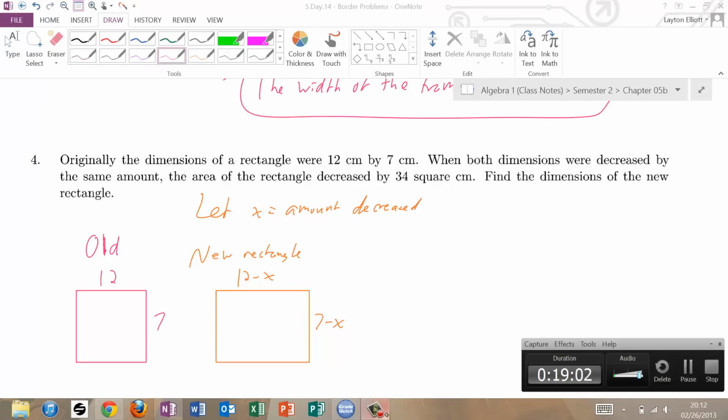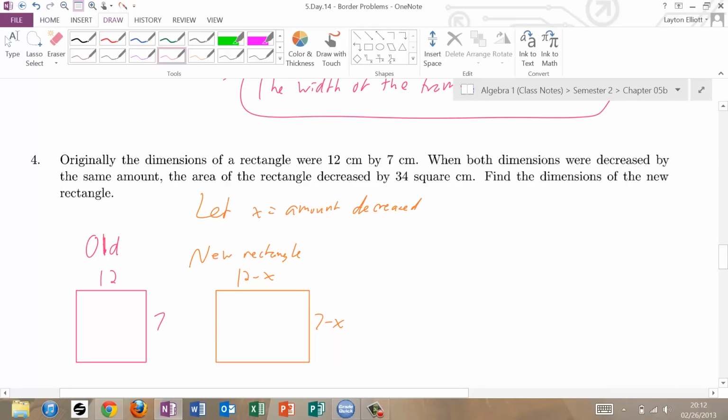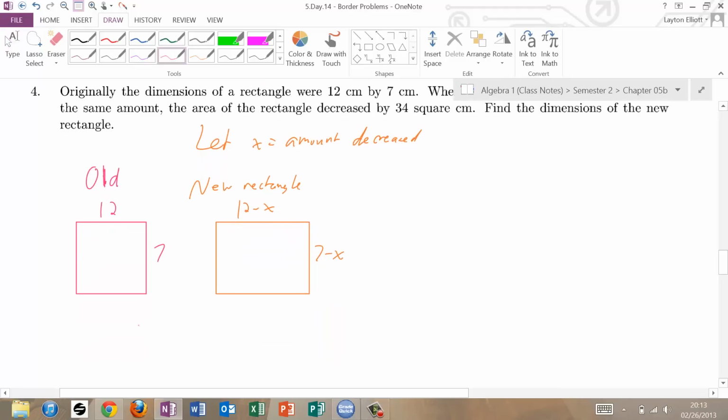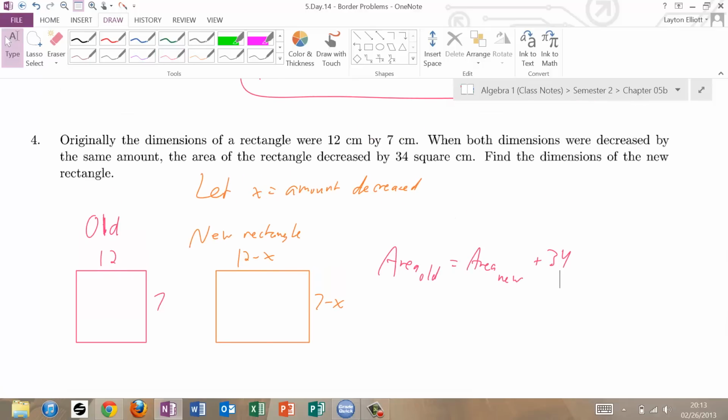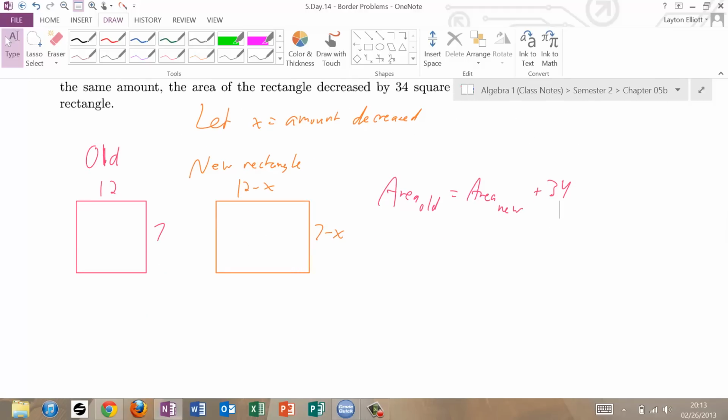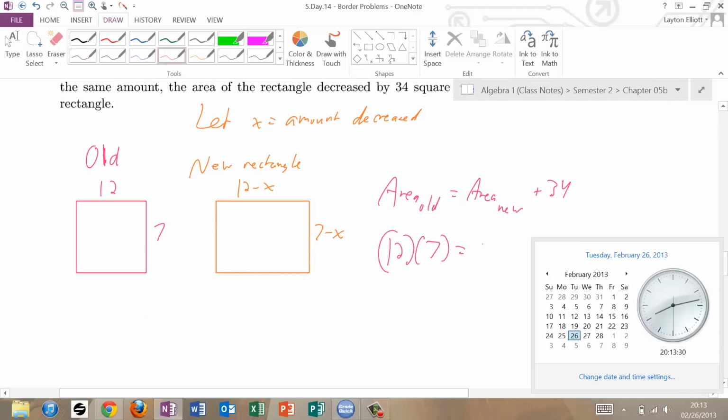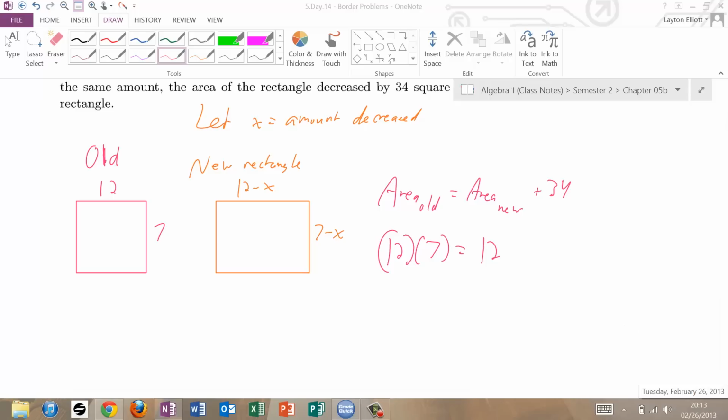So now it says the area decreases by 34 square centimeters. So that means the area of the old equals the area of the new minus 34. Or sorry, plus, my bad, other way around. Area of the old equals the area of the new plus 34. Yeah, when both dimensions are decreased, the area gets smaller. So that means the new area is smaller, so you'd have to add 34 to get back to the old area. Area of the old is 12 times 7. Area of the new is 12 minus x times 7 minus x, and then plus 34.